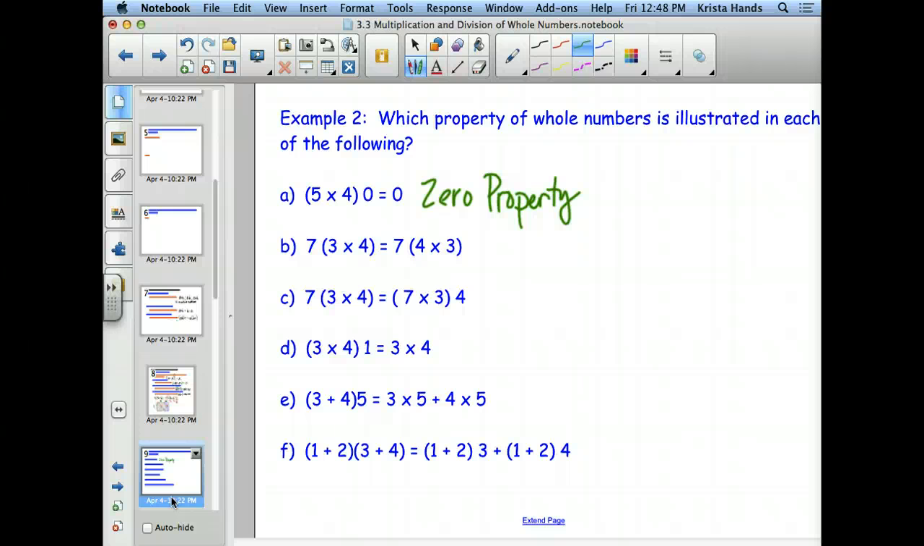Is this the commutative property? Yes. Why? Because the numbers are just switched. The numbers that are multiplied are switched. In particular here, the numbers that are switched are 3 and 4. So this is the commutative property.